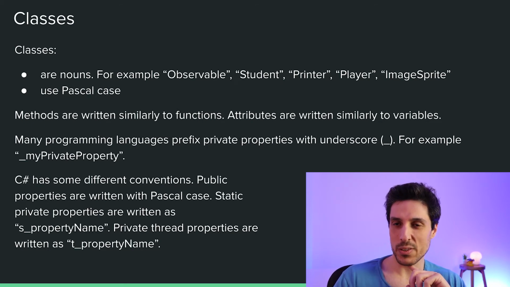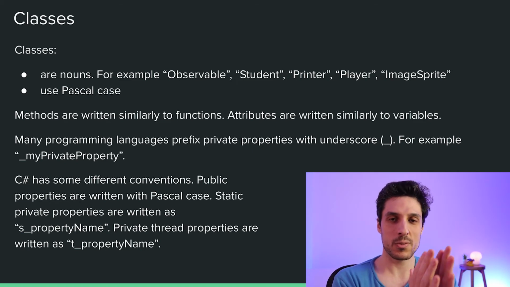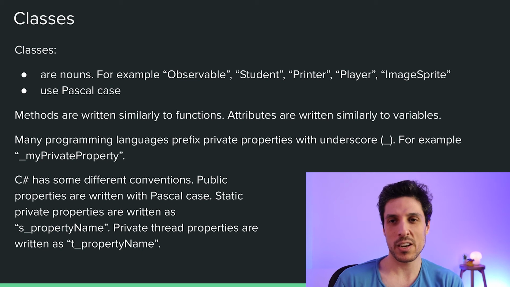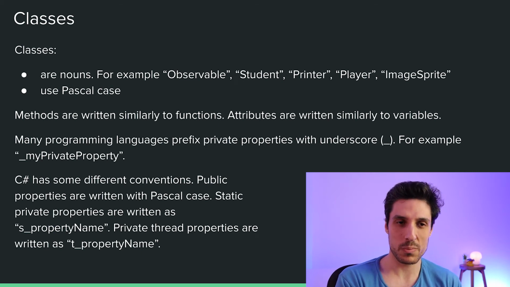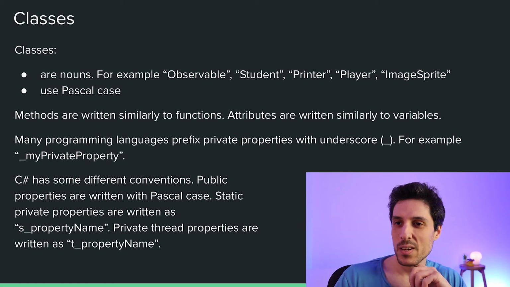And classes have properties. In general, attributes are named similarly to variables because they are basically variables inside classes. And methods are named similarly to functions, because they're the same thing. So that means nouns for variables, verbs for functions and methods, and things like that.